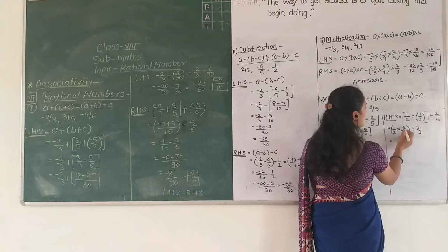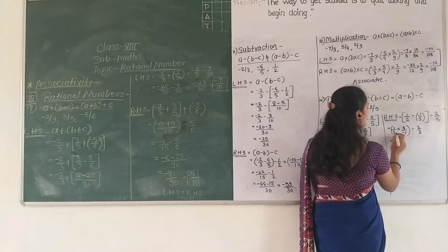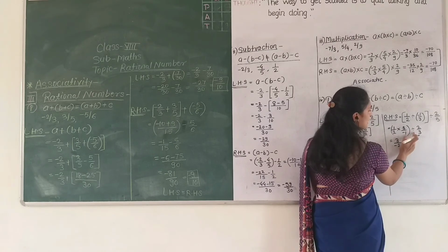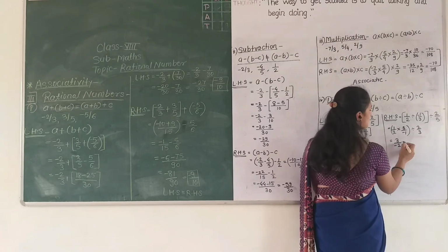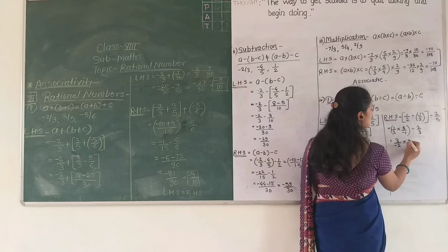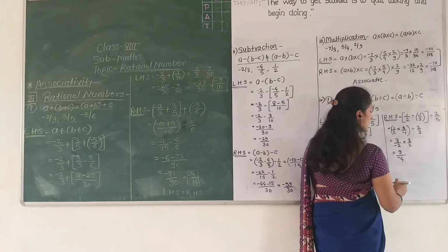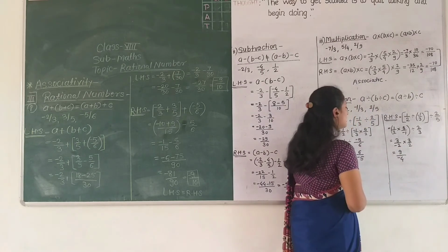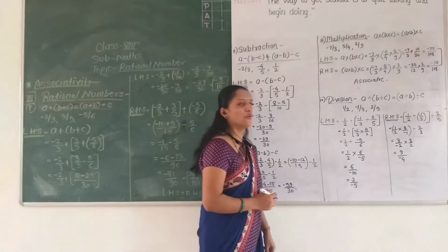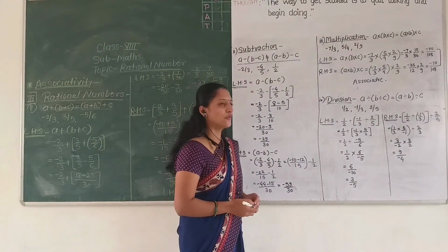Now here 1 into 3 is 3, 2 into negative 1 is negative 2, and here also the division will change to multiplication, and reciprocal of this number is 3 upon 2. That means 3 3s are 9 and 2 2s are 4. Okay, so my answer is here negative 9 upon 4 or 9 upon negative 4.